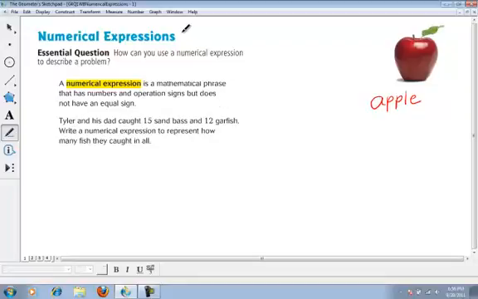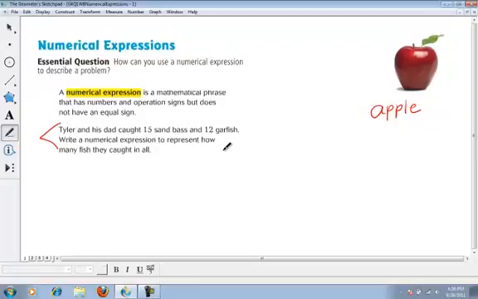Now, today we're going to learn about numerical expressions. And we're going to learn about how we can take words and situations that happen in life, just like this one we're about to read about, and we can write it in our math language. Now, the essential question for this lesson is, how can you use a numerical expression to describe a problem? That basically means, how can we take a situation or a problem, a word problem that happens in real life, and write it using our math language?